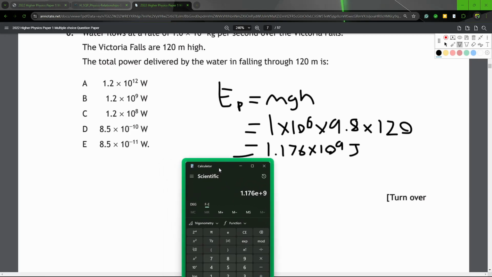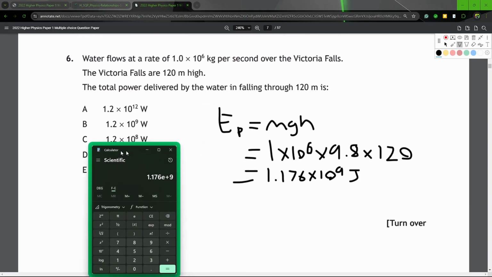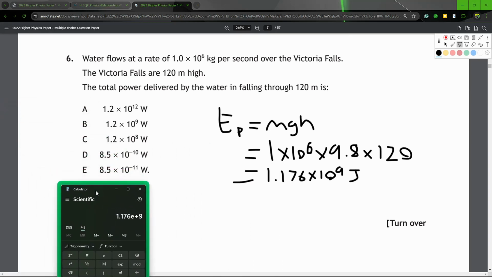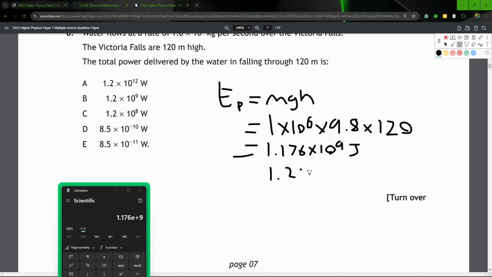Okay, so where does that leave us? Well, again, SQA has weird rounding things, so I'm going to round it to 2 decimal places, which is 1.2 times 10 to the 9. And oh, look at that, that's right there. Remember, units are in watts, not joules, because it's per every second. We've just calculated the amount of joules that you get in 1 second, so it'll be the same as the wattage.